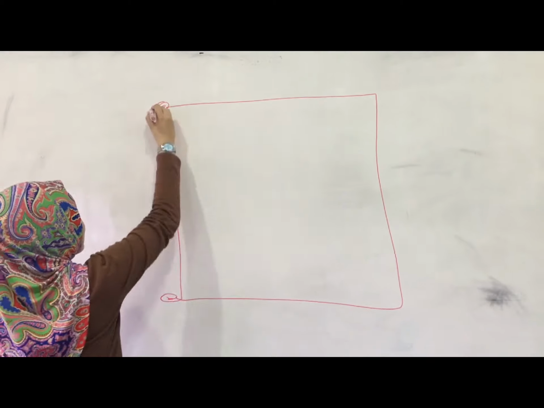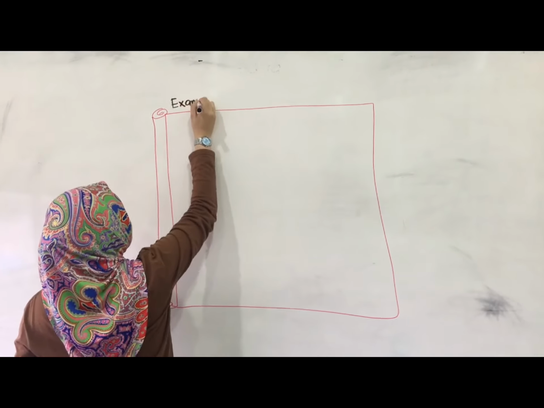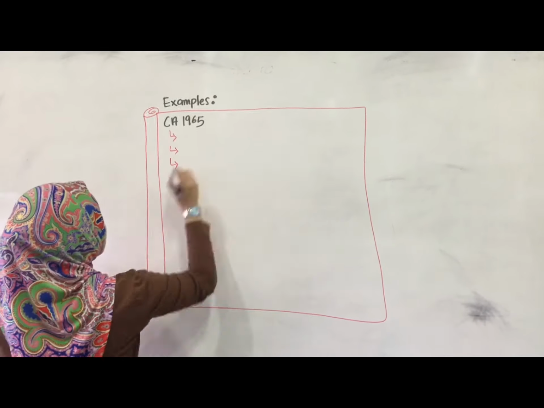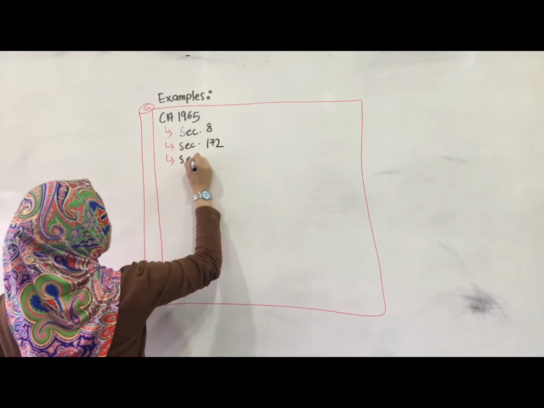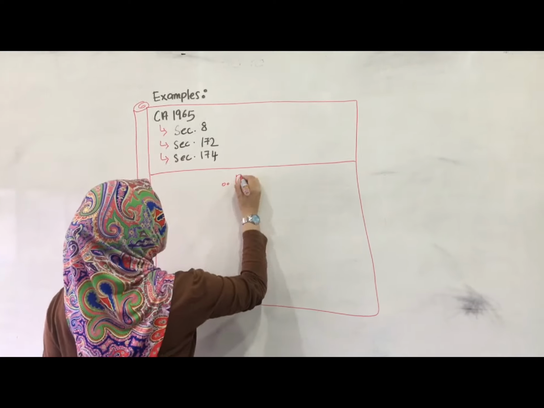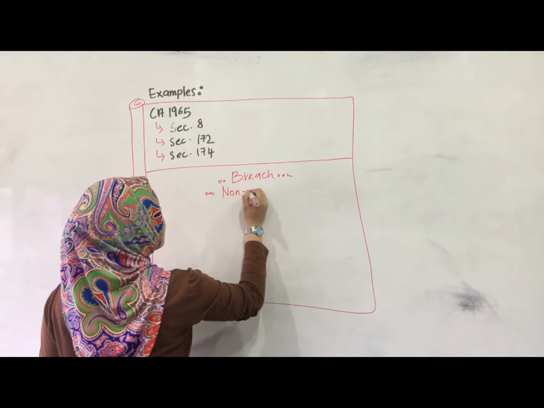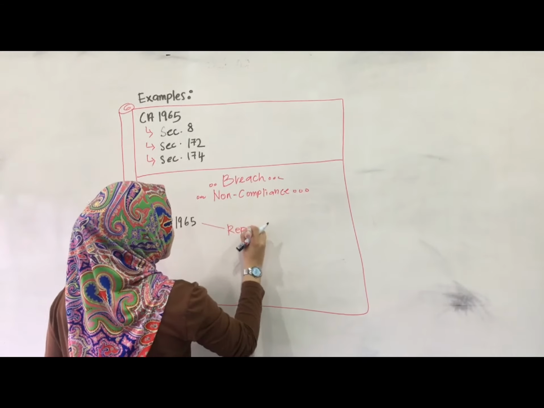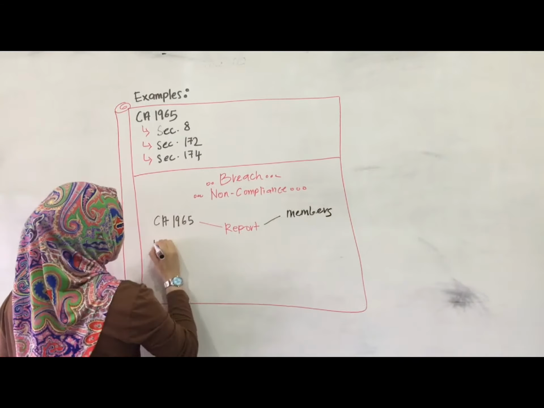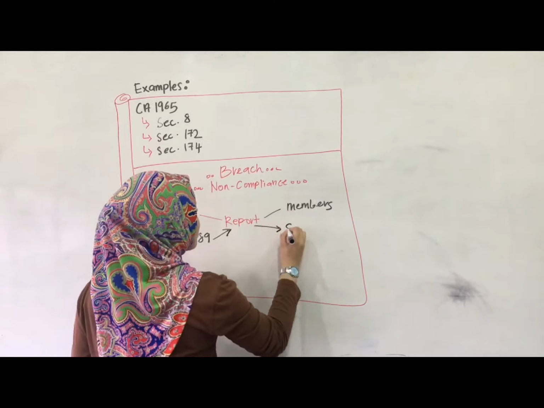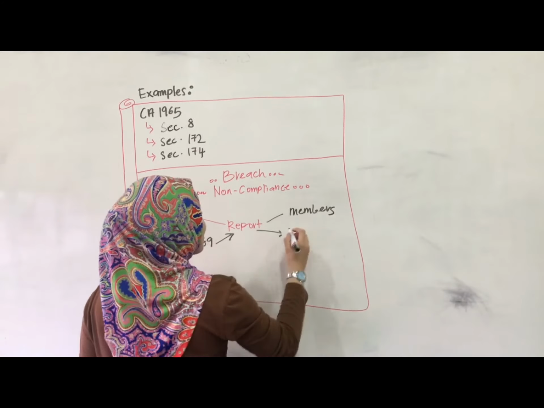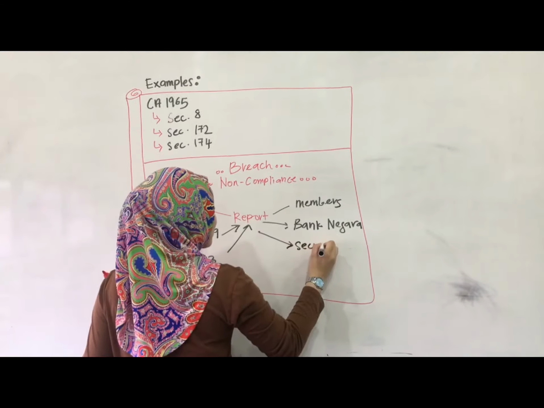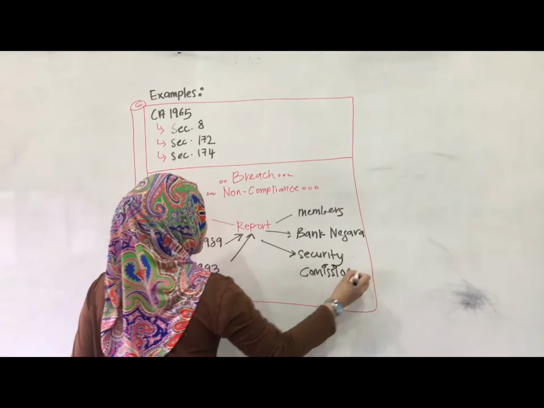Now we look at the example in Companies Act 1965. The guidelines for the auditor is based on these sections, which is Section 8, qualification as auditors, appointment and remuneration of auditors, power and duties of auditors. If there is breach or non-compliance by the management under Companies Act 1965, the auditor must report to the members. And for BAFIA, the auditor must report to Bank Negara. And for the Security Commission Act, the auditor must report to the Security Commission.